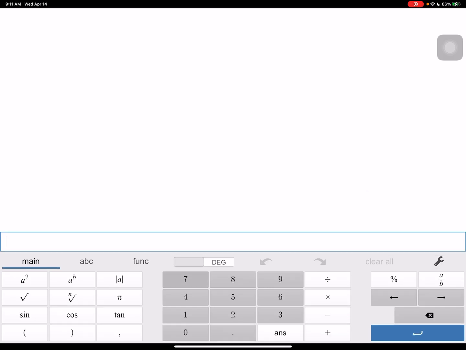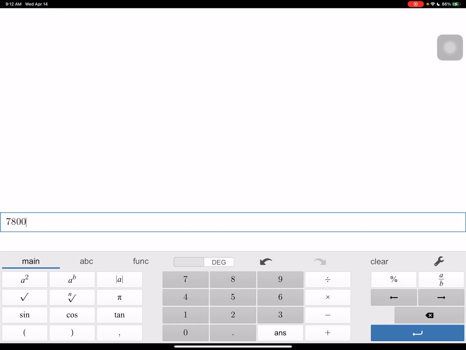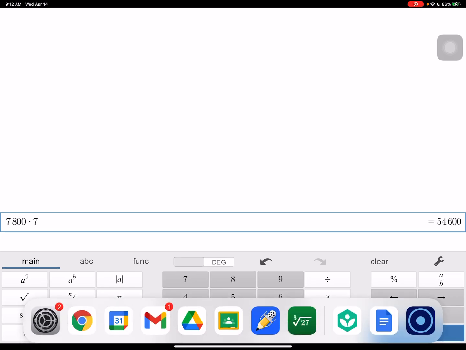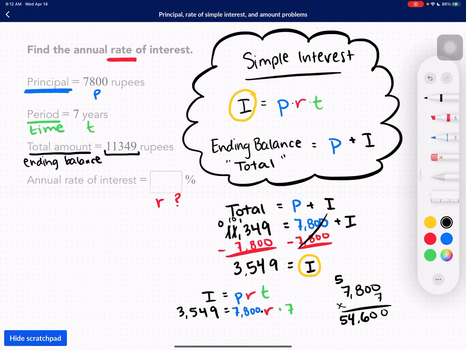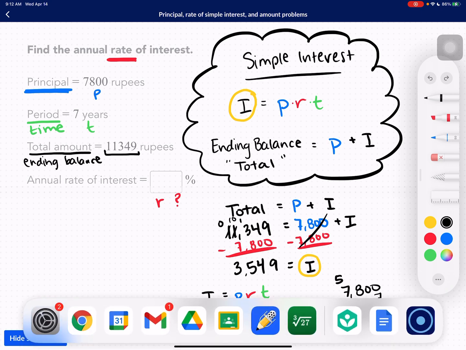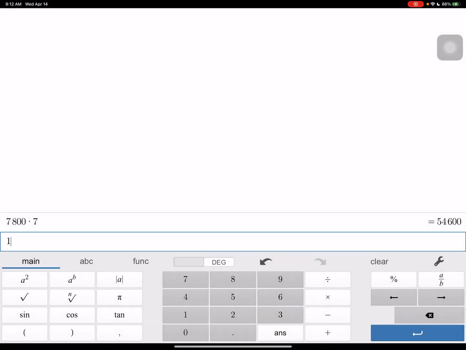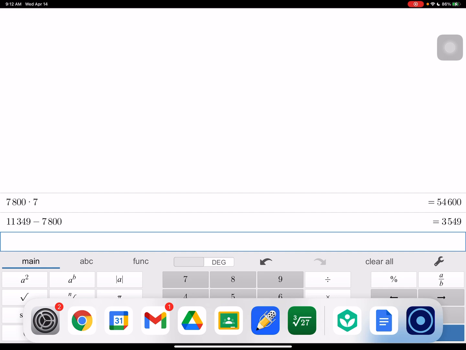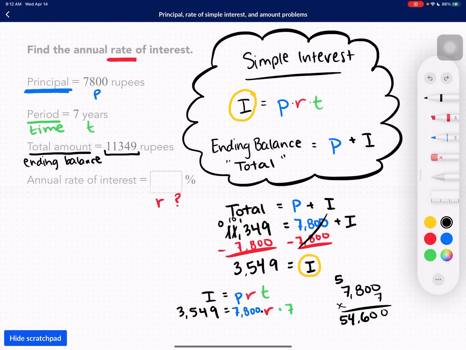So here I have 7,800 times 7. Yeah, good, 54,600. And then just to make sure, I'm going to do this in the calculator as well. So there I had 11,349 minus 7,800. 3,549. Yes, okay, good. Perfect. It's really important to always check your work.